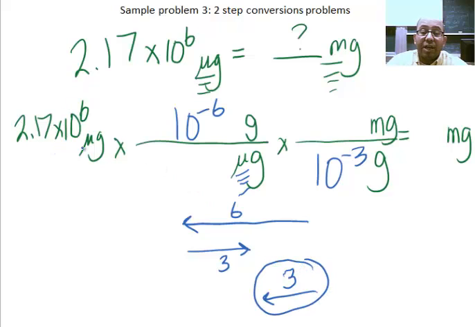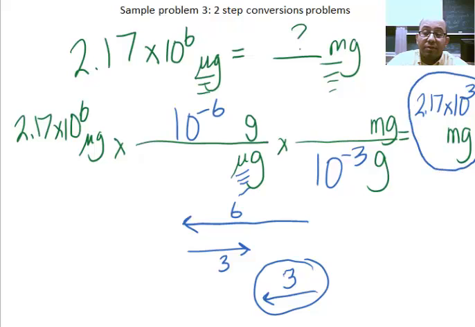So if the exponent is 10 to the 6th, you're going to subtract 3 from the exponent to get your answer, which is 2.17 times 10 to the 3rd milligrams, which is your answer, and you circle it, and there you go. And you can write ones next to the units that have the prefix, if you choose, or you can leave it blank.